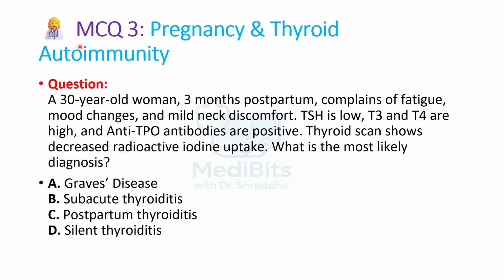Now we will discuss the last MCQ of this presentation, which is related to pregnancy and thyroid autoimmunity. The question consists of a 30-year-old woman, 3 months postpartum, who complains of fatigue, mood changes, and mild neck discomfort. TSH is low, T3 and T4 are high, and anti-TPO antibodies are positive. Thyroid scan shows decreased radioactive iodine uptake. What is the most likely diagnosis? Your options are Graves' disease, subacute thyroiditis, postpartum thyroiditis, or silent thyroiditis.